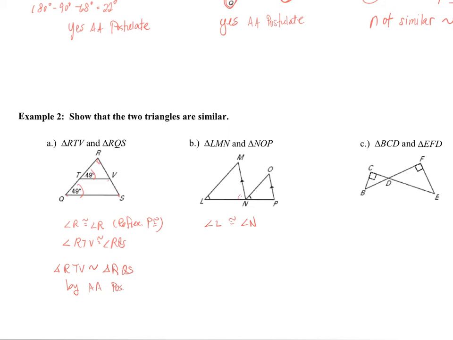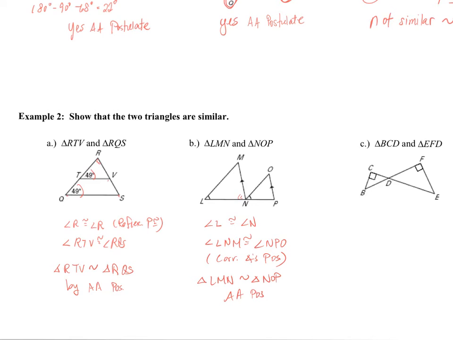And for the next one, you have angle L congruent to angle N, and then you have angle LNM congruent to angle NPO by the corresponding angles postulate. So we can say triangle LMN is similar to triangle NOP by the AA postulate.